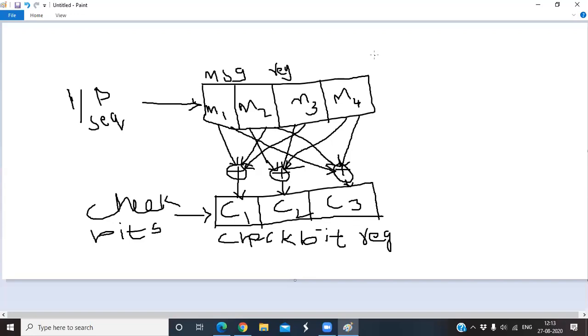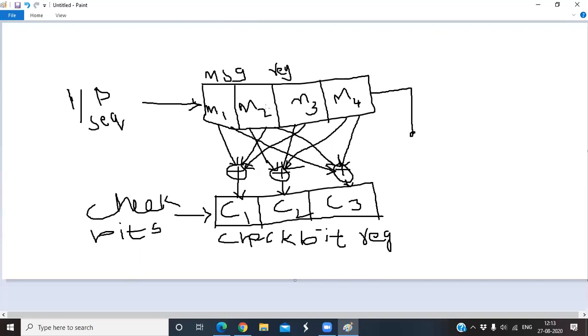When you go for the code word, it has the message bits followed by the check bits, the systematic code representation. So message bits as well as the check bits. Now what happens is first the input sequence is entered into the message register, and with the help of the input sequence you will get the check bits. Now I want to transfer the message bits first.